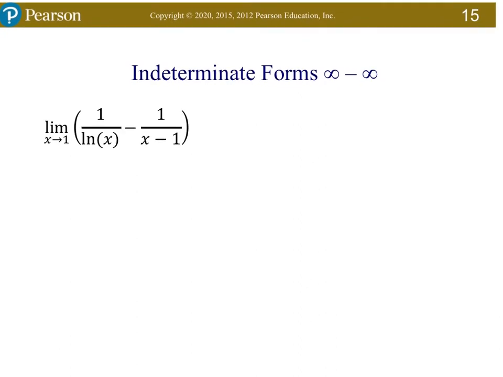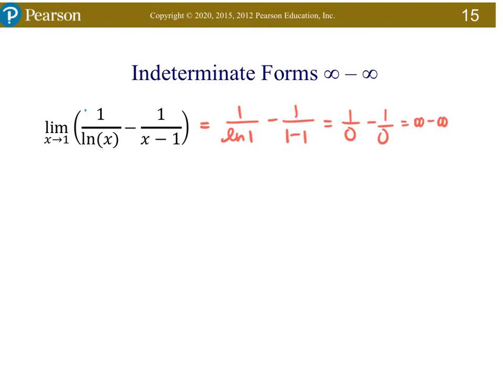So first of all, let's show that L'Hopital's rule is needed here. If we substitute in the number 1, we'll have 1 over the natural log of 1 minus 1 over 1 minus 1. That's 1 over 0 minus 1 over 0, which is infinity minus infinity. So we have an indeterminate form, but we can't yet apply L'Hopital's rule because this is not a quotient.